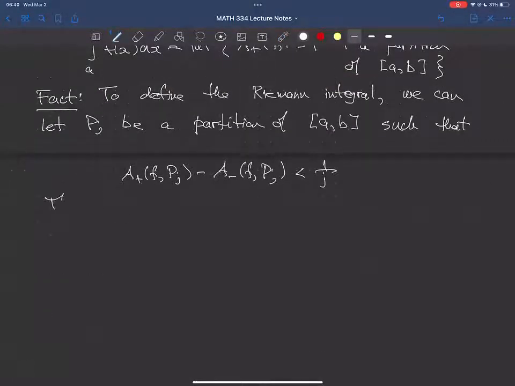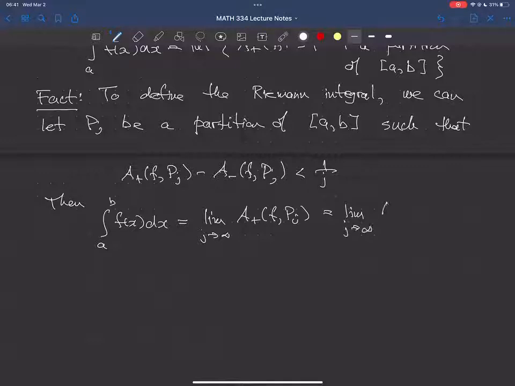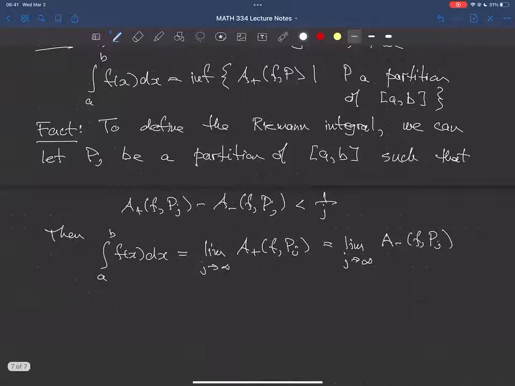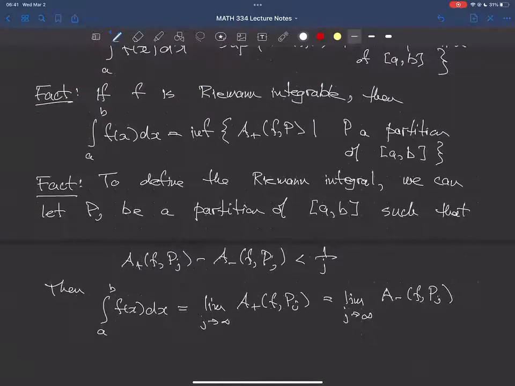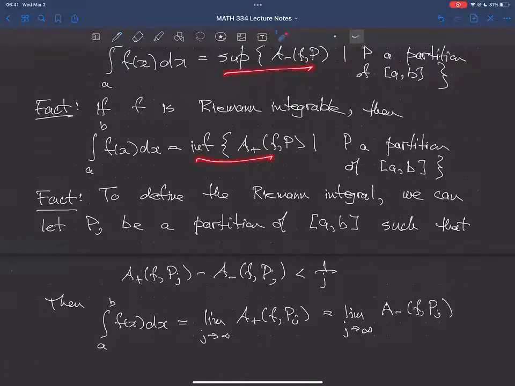So in this case, the integral can be taken as the limit of the upper Riemann integral and the lower Riemann integral. Right? So it's the limit as j goes to infinity of A plus of f, P_j, or it's also equal to the limit as j goes to infinity of A minus of f, P_j. So there's a bunch of different ways of characterizing the Riemann integral of a Riemann integrable function. You can do that, and then there are other equivalent characterizations as well.